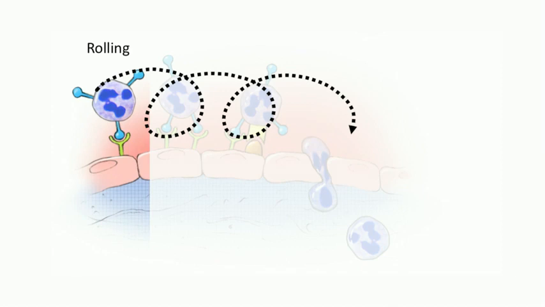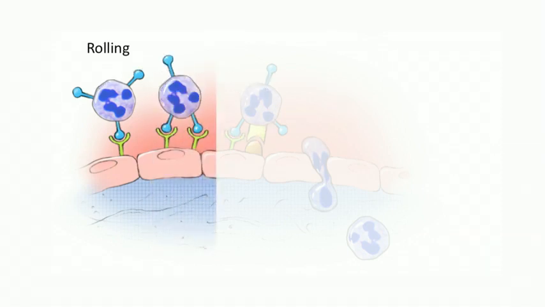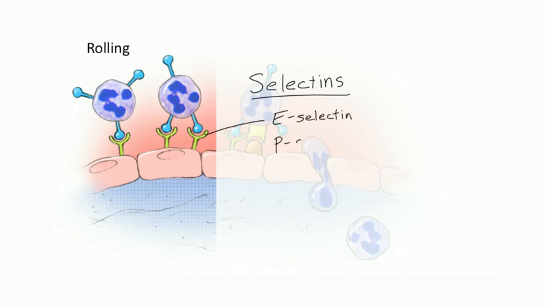And actually this rolling process allows the endothelium to select for certain types of neutrophils that are going to pass through the endothelium. So this is the selection process, this rolling process. It's very, very important. There are proteins called selectins on the endothelial surface that are involved here. There's E-selectin, E is for endothelial cells. There's P-selectin, P is for platelets. There's also an L-selectin, which is found on leukocytes.